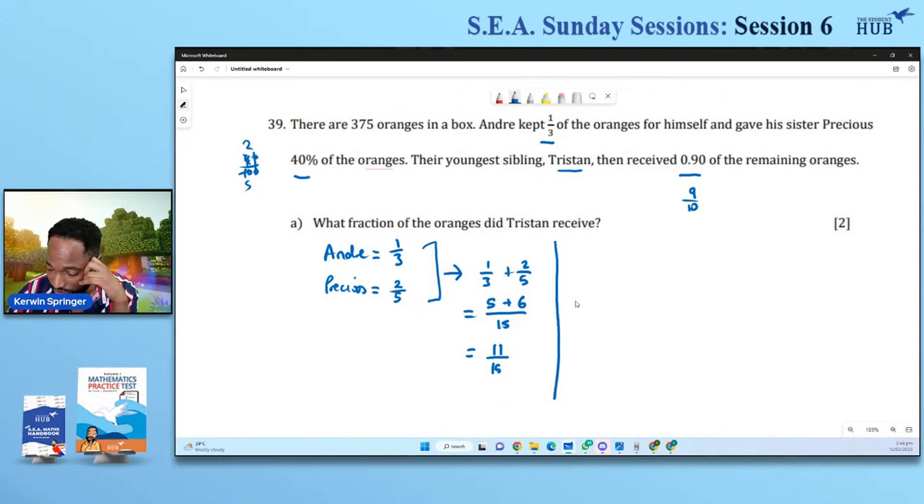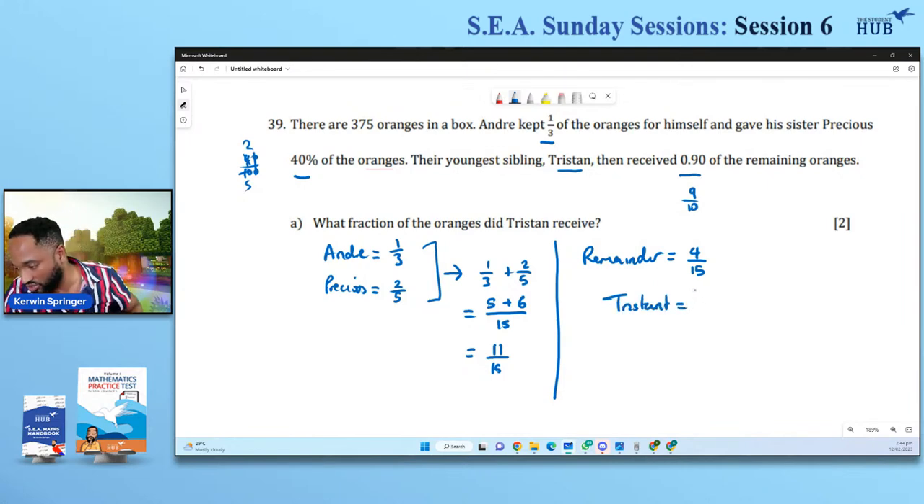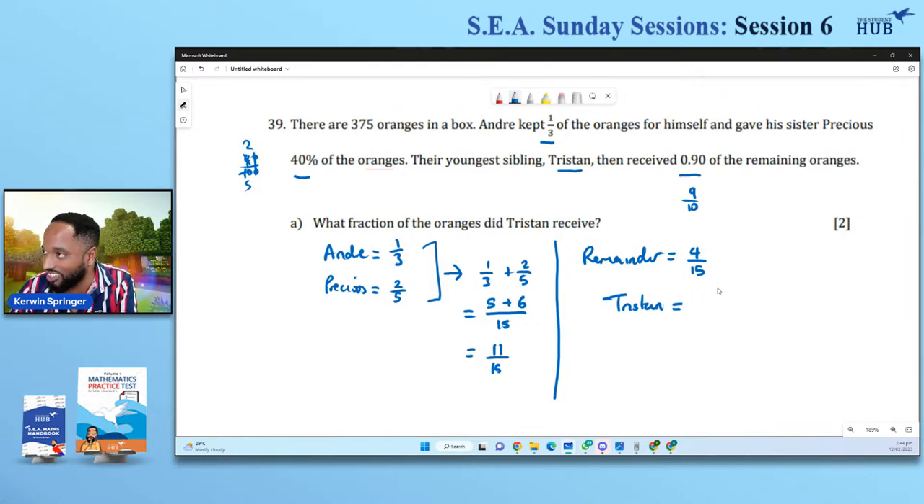So if 11/15 went to Andre and Precious, the remainder was how much? The remainder had to have been 4/15. And what we are saying is that Tristan got 90% of the remainder. Tristan got 9 over 10 of 4/15. Of means multiply. 9 tenths of 4 fifteenths.